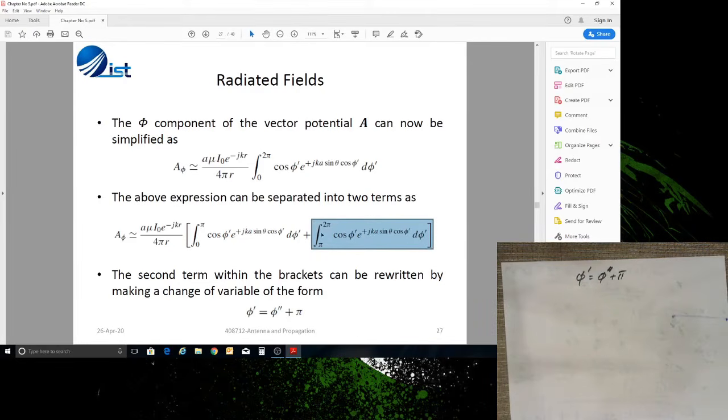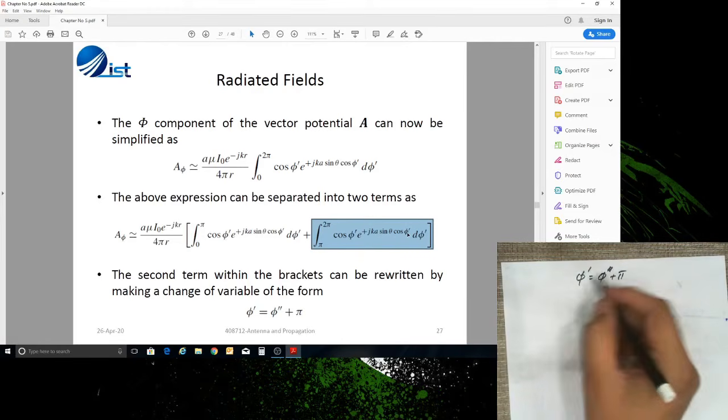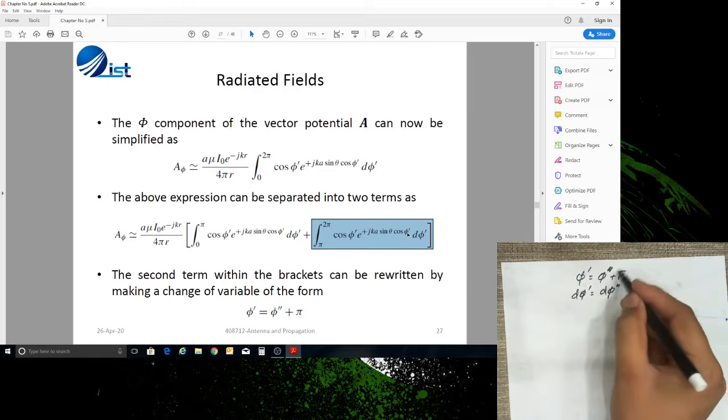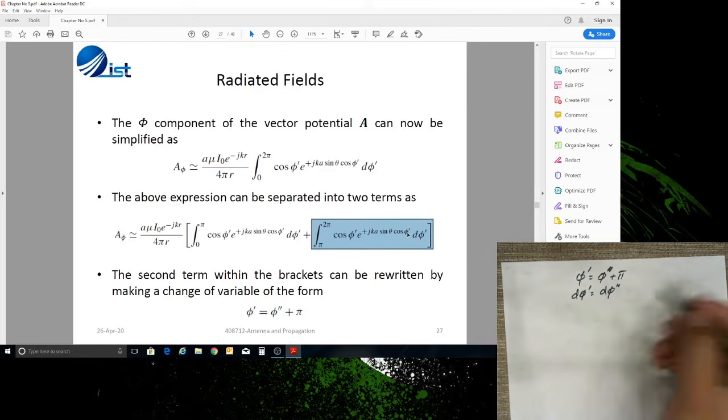We have to change the limits as well, and we have to find the derivative for phi double prime. If we take the derivative of this phi prime, we can see it will be equal to d phi double prime, and this is just a constant, and the derivative of a constant is 0, so we can replace d phi prime with d phi double prime. So what about the range?